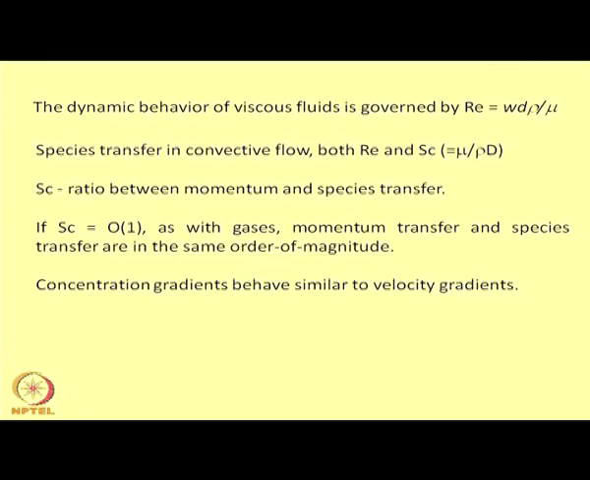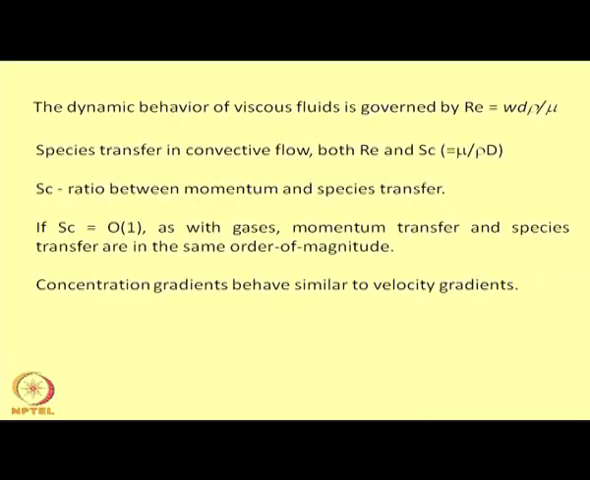We can also say that if Schmidt number is of the order of 1, which happens for the case of gases, then the momentum transfer and the species transfer are of the same order of magnitude. So, let us say we have a flow of a gas through a small slit, and that slit is made of a material which can sublimate. For example, a naphthalene slit, two plates of naphthalene which are kept close to each other, and we have flow.